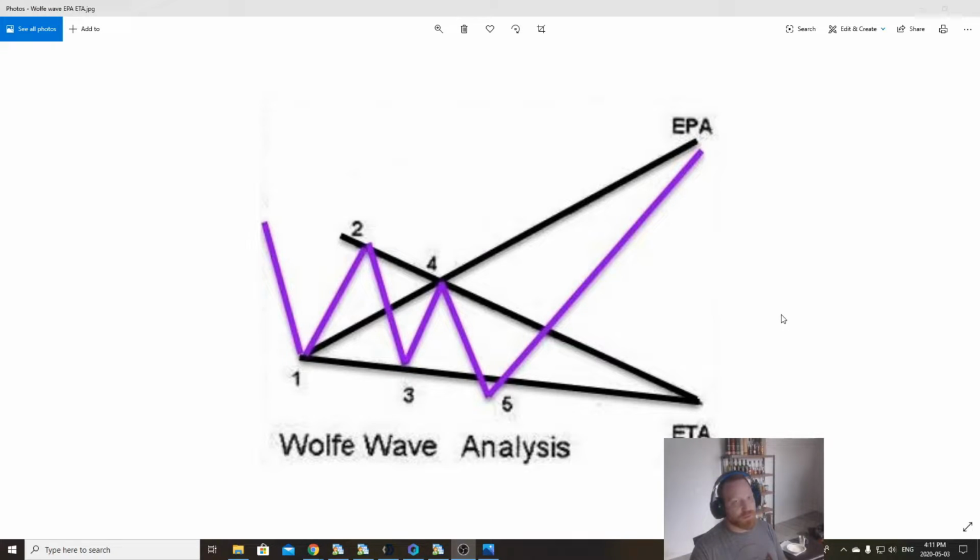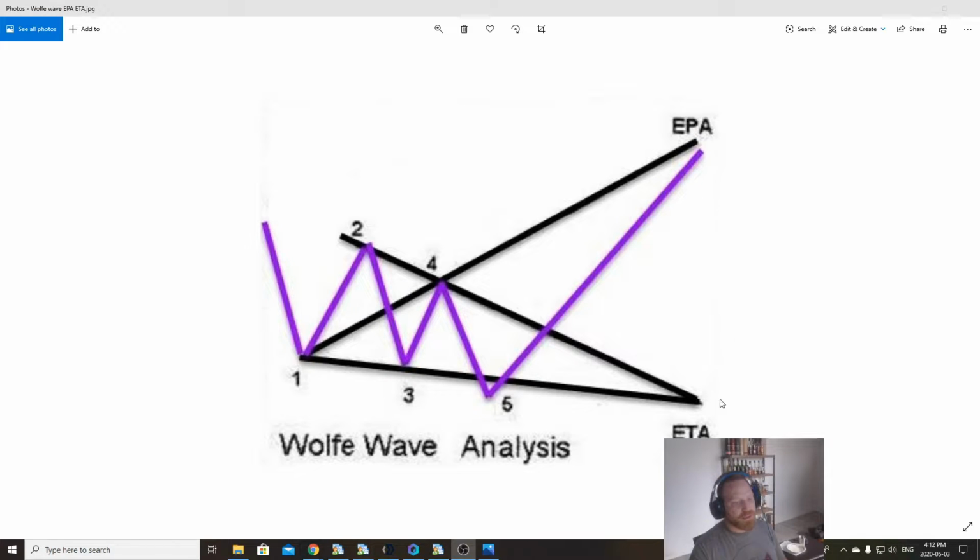And once this is done, you have two additional pieces of information that you can get from this pattern that sometimes work, sometimes don't. But the idea is that you're going to trace a line between the bottom of wave one and the top of wave four, and then take this line and make what is called the EPA, which is the estimated price at arrival. And then if you take the wedge and you bring it all the way until the lines touch, then you have the ETA, which is the estimated time of arrival.